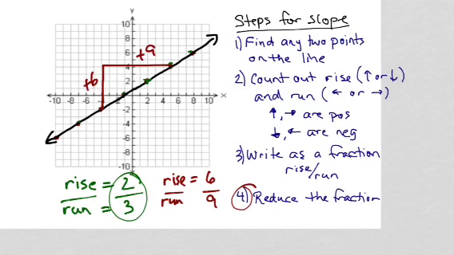Reduce. I could reduce that fraction. I could divide each of those numbers by 3, and guess what I'd get back to? Yep, back to 2/3. That slope is the pattern in this graph for how much the graph is going up compared to how much it's going over.